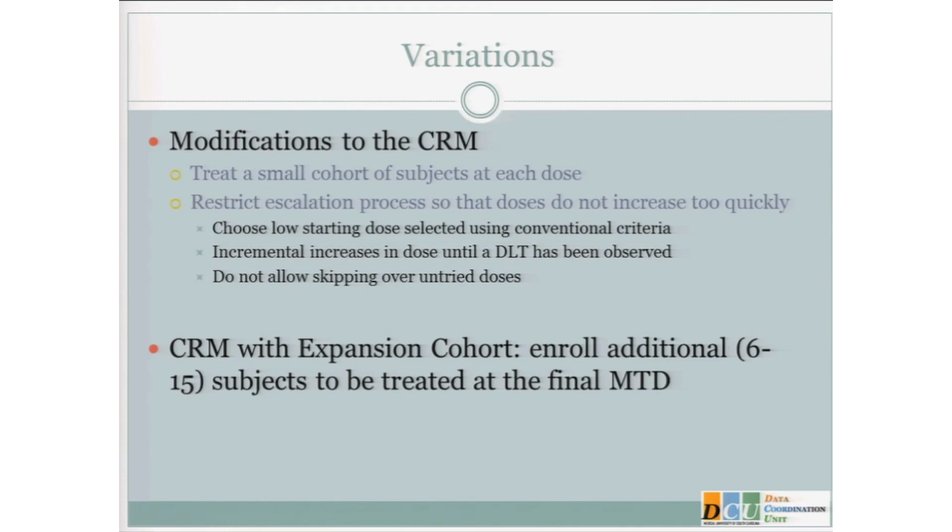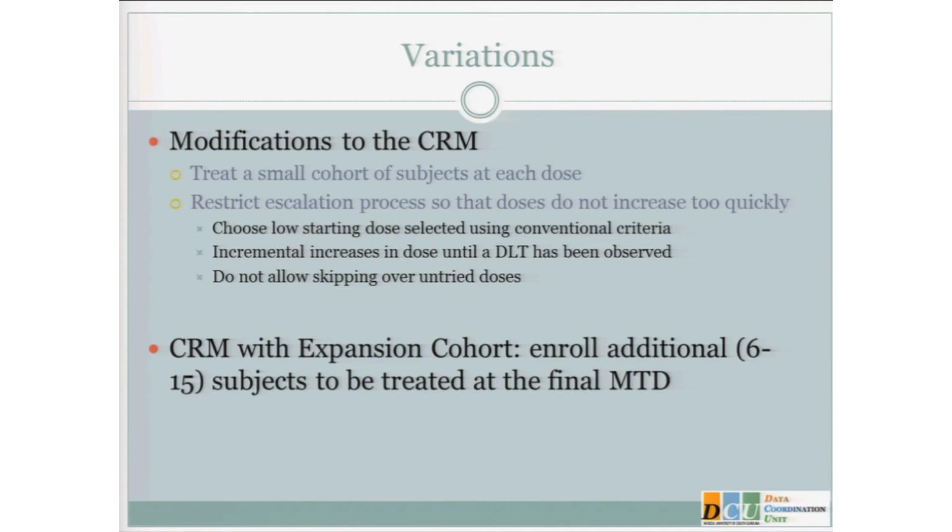You can do that by choosing to treat your first cohort of subjects at some low dose based on conventional criteria and not what you think the maximum tolerated dose is. You can restrict the escalation by specifying that the dose is not going to be governed by the model until you've actually observed some toxicity in your patients. Okay? The idea behind that is you need to see some patient variability before you can trust that the model is doing what it ought to do. And you can also restrict escalation by specifying the doses in advance and saying, I'm not going to skip over any dose that I haven't already tried.